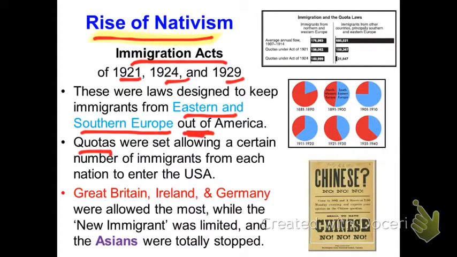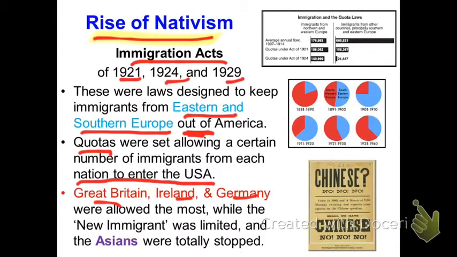Quotas were set allowing a certain number of immigrants from each country to enter the United States. A quota is a specific number. You have a quota of items produced at your job, or a quota of the number of sales you are to conduct. Let's say you are a car salesman. You have a quota per month of 5 cars. You must sell 5 cars per month. That's your quota, or you lose your job, whatever the case may be.